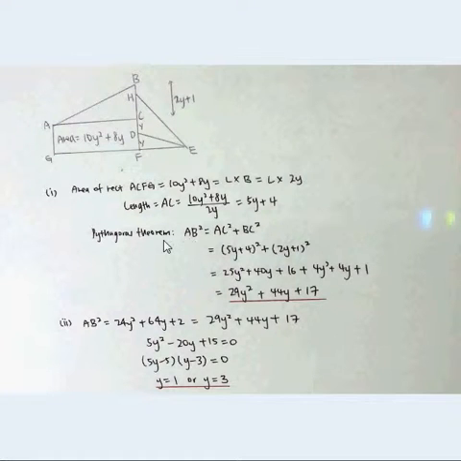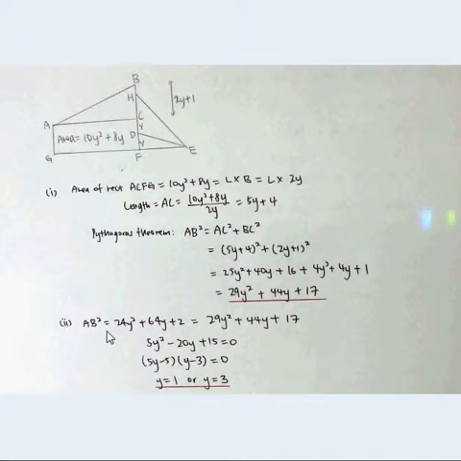Then, considering the triangle ABC, we can use the Pythagoras theorem to find AB squared, which is equal to AC squared plus BC squared. AC equals 5y plus 4, and BC is given to us as well, 2y plus 1. Expanding the expression, you'll get AB squared, which is equal to 29y squared plus 44y plus 17.